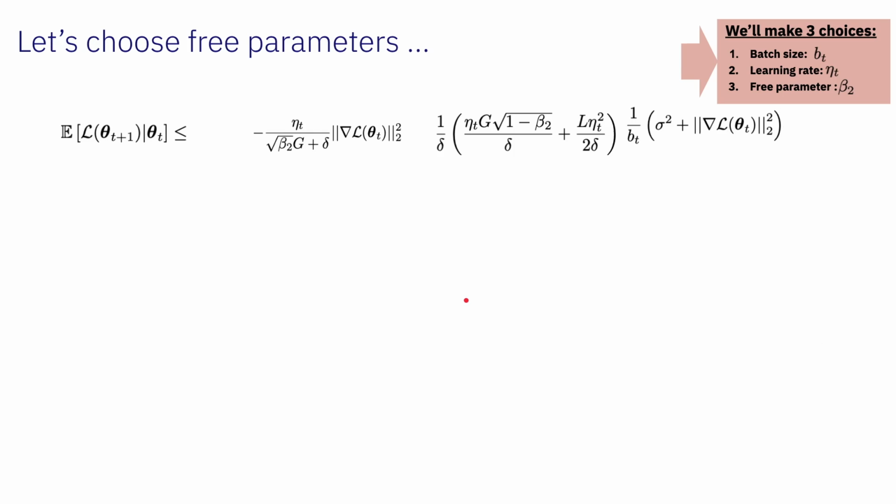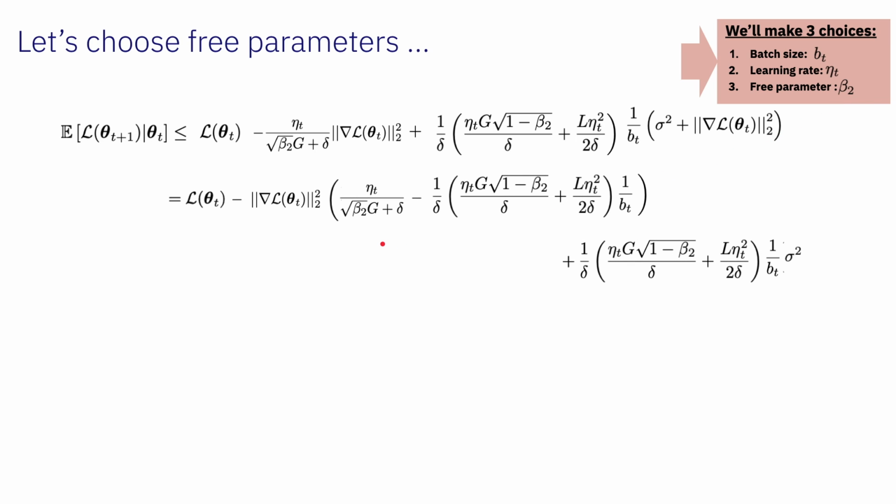So we are free to do that. Let's see how. There are three things we will choose. The first thing we will choose is the batch size. We will also choose the learning rate, and we will also choose the free parameter beta 2. So this is the same equation as you saw before. We just collected the gradients together, and we collected the batch times sigma squared together. So let's start with this term, which we call A.